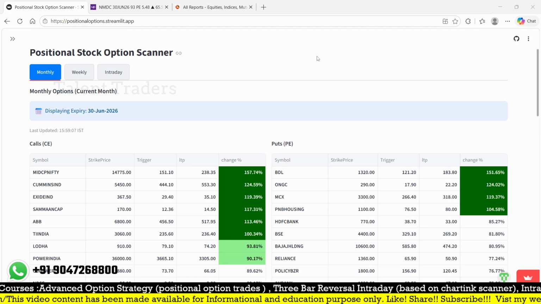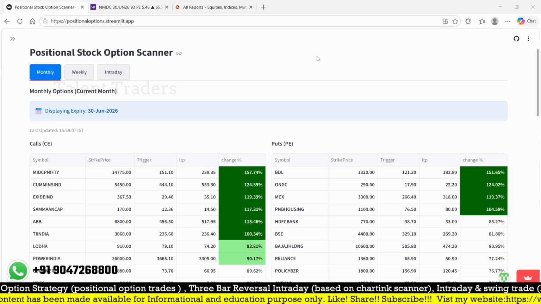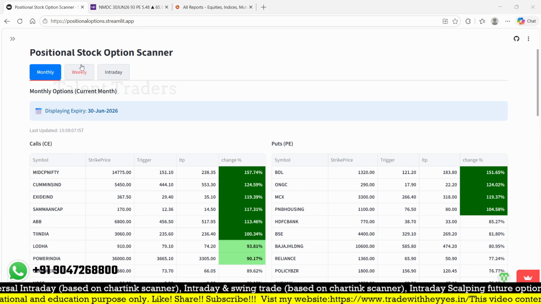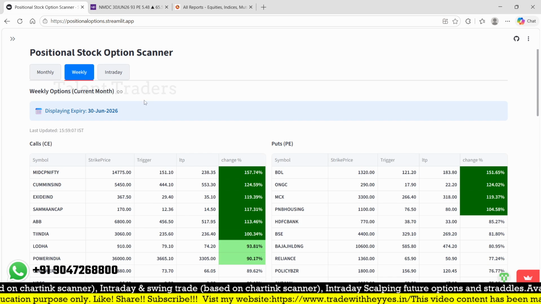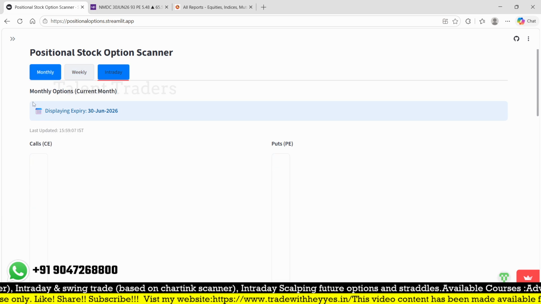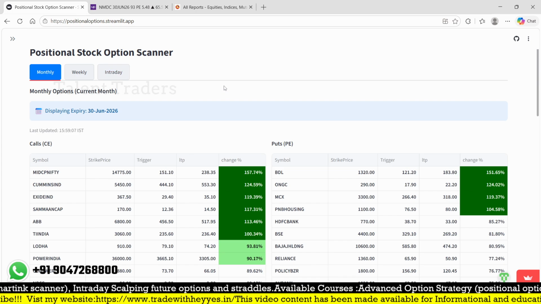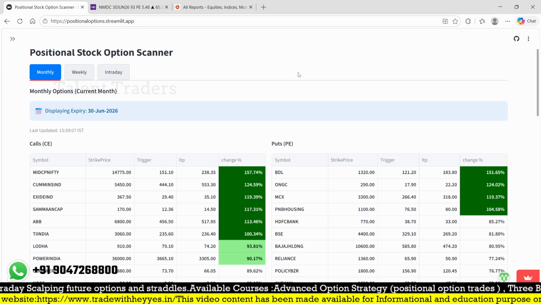In this session, we are going to discuss our positional stock option scanner and the monthly update. What changes do we have to make, and what files do we have to upload for the monthly as well as intraday? Before going to that, the month of May is already expired.